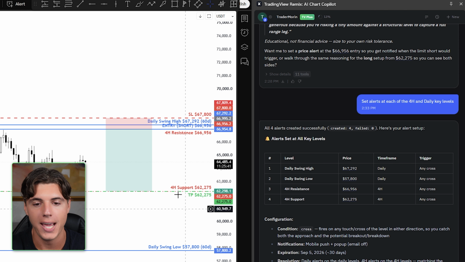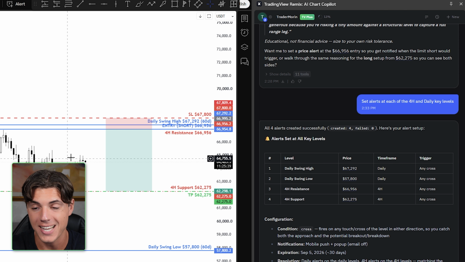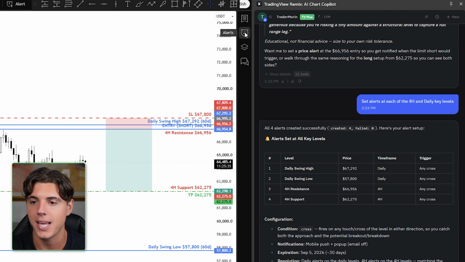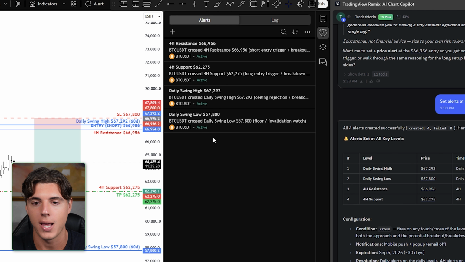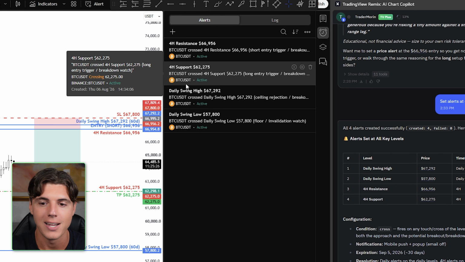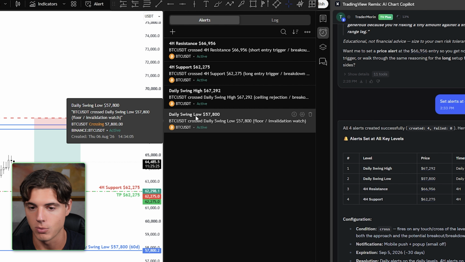Now what you'll notice is you can't actually see them on the chart itself, but if you want to make any changes to them, you simply head over on the right to the alert section, you click on it, and you can see that we have all of our alerts set. We have the 4-hour resistance, 4-hour support, daily swing high, and daily swing low. So it's actually marking out which specific alert it is from.